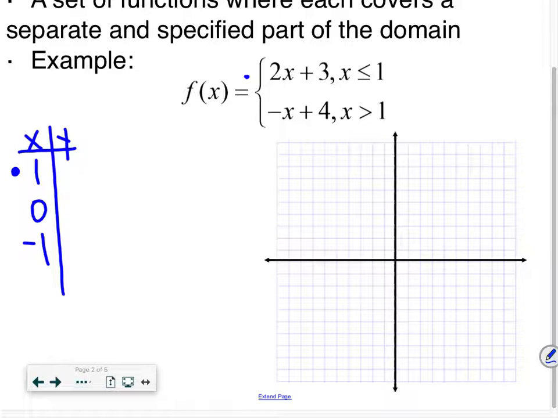Okay? When we plug 1 in for x, 2x plus 3 would be? When we plug 0 in for x, when we plug negative 1 in for x. Okay? So we have (1, 5), (0, 3), (negative 1, 1), and that piece is going to go on forever in the negative direction because our domain is x is less than or equal to 1. So it's basically just a piece of that line.